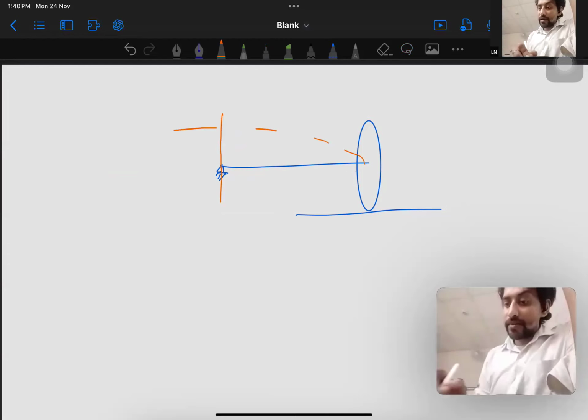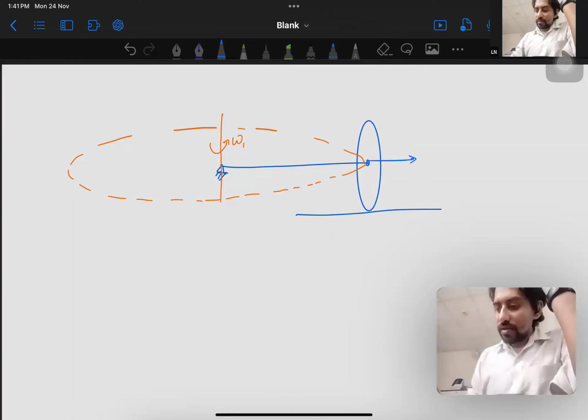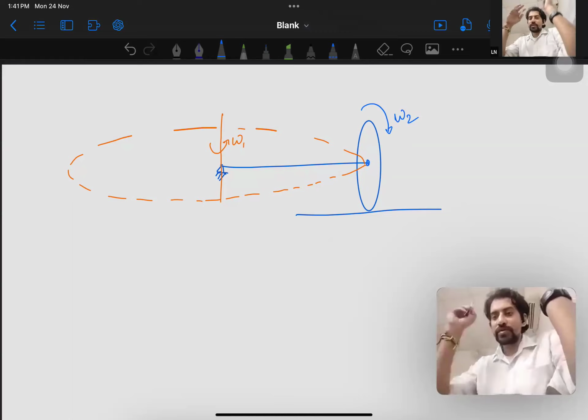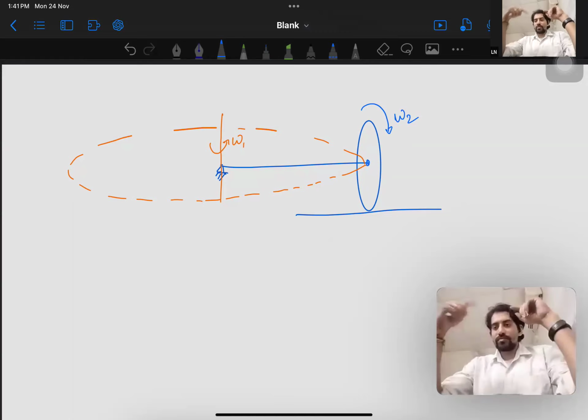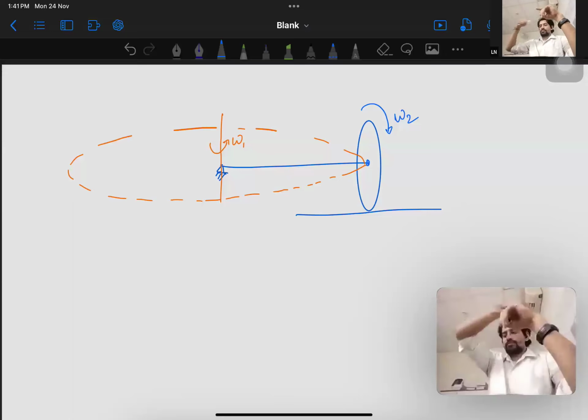At the same time, it is not only rotating about this axis, it is also rotating about the other axis over here. You can imagine how the situation is. Let's call this one the other axis. In this way, omega 2 it is. So it's rolling. It goes this way.